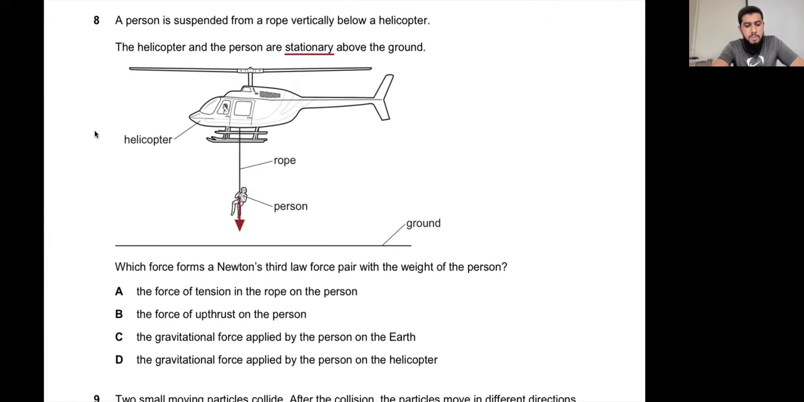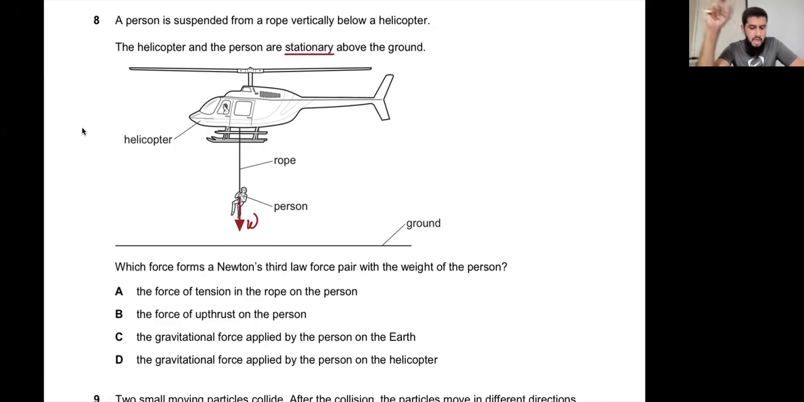So one thing that you need to remember as far as Newton's third law is concerned is that the reaction should be between the same two things. In this case, the weight is between the person and the earth pulling the person down. So the reaction should also be between these two. You cannot have the rope interfering in between and consider that as the reaction.